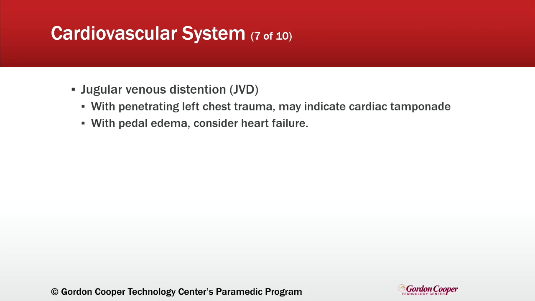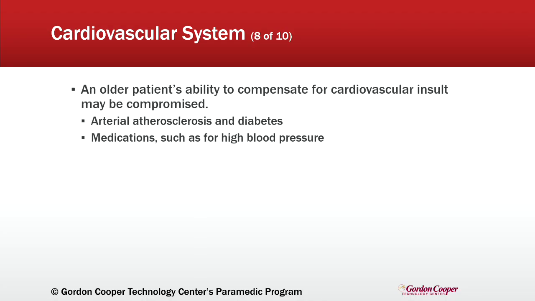Jugular vein distension may indicate cardiac tamponade, especially if you have penetrating left chest trauma. With pedal edema, we might consider heart failure as a possible cause. And be aware that even when the patient is supine, there may be no evidence of JVD if they are hypotensive. So realize that you could still have a cardiac tamponade in a patient that's hypotensive, and you might not be able to see it, relying solely on jugular vein distension.